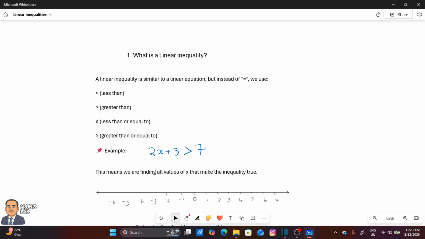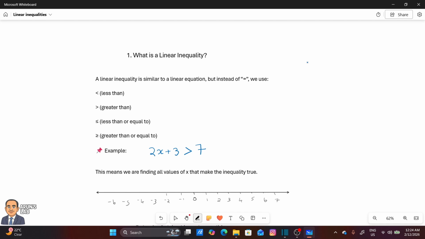What is a linear inequality? A linear inequality is similar to a linear equation, but instead of the equal symbol, we use less than, greater than, less than or equal to, or greater than or equal to. These 4 symbols we use instead of equal to.